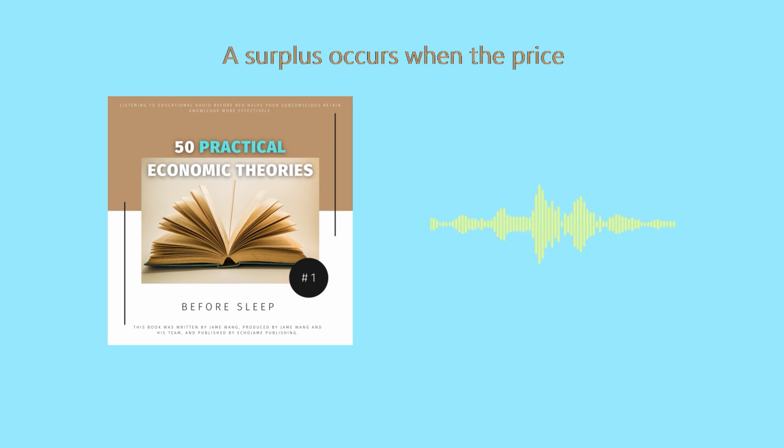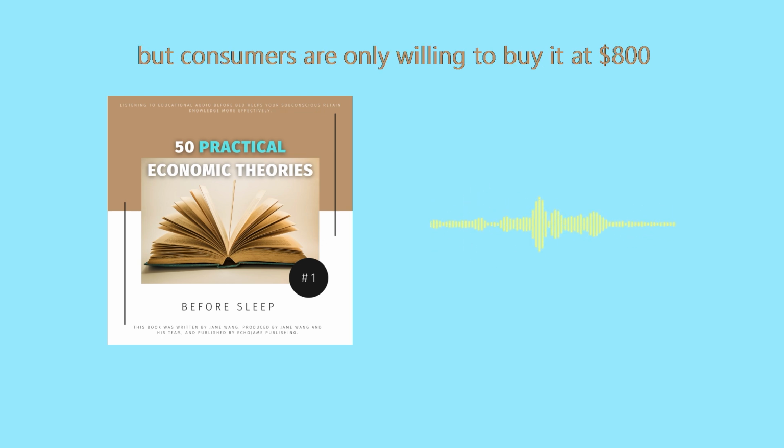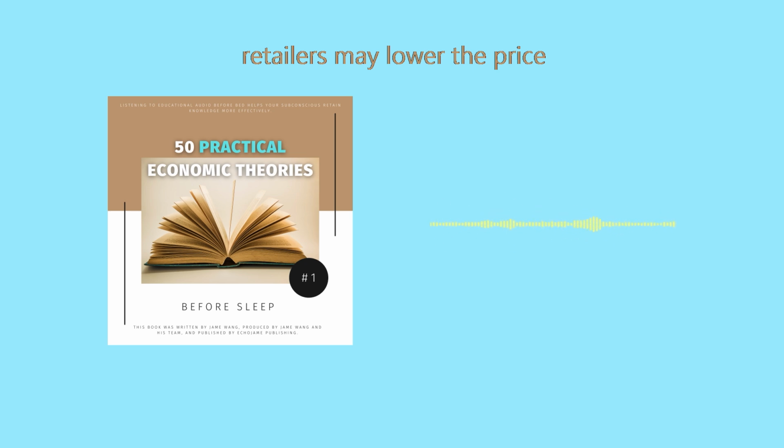A surplus occurs when the price is set above the equilibrium price. In this case, the quantity supplied will exceed the quantity demanded, resulting in excess inventory. For example, if a new smartphone is priced at $1,000, but consumers are only willing to buy it at $800, retailers may lower the price to sell off the surplus stock.